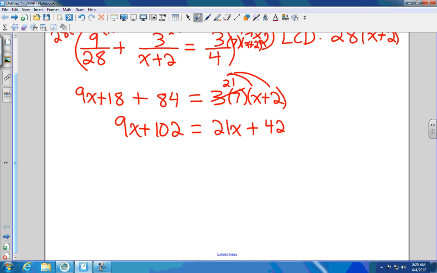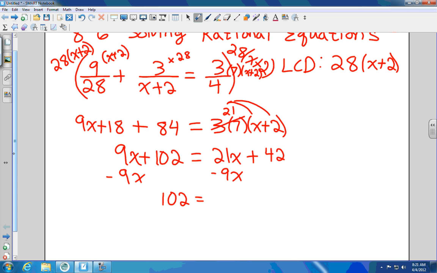So we need to get the x's on one side by themselves. Which one would you like to move? The 9x, how would we move that over? So we subtract the 9x from both sides. That leaves us with 102 equals the 18. Distributed the 9. 9x plus 18. Yeah, because we had it in the bottom already. So all we were missing was the x plus 2.